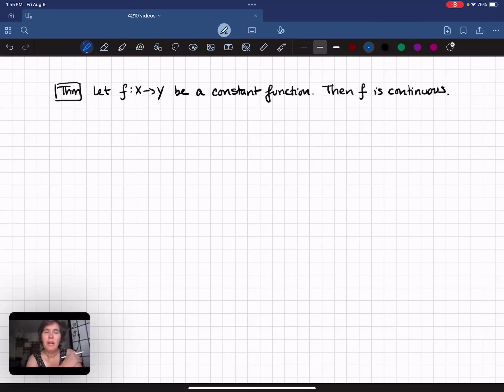In this video, I want to prove that there are two particular functions that are continuous, no matter what topological spaces you're looking at. So these are very special functions.